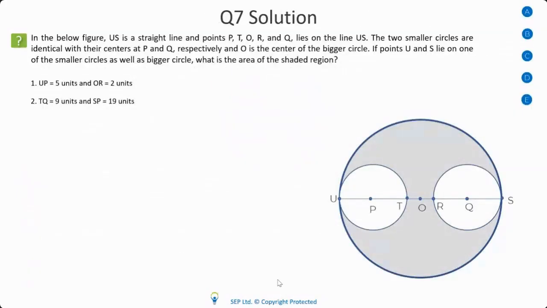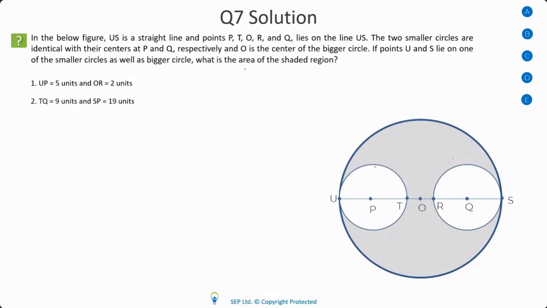Now, in this question, if you notice, you have been given a big circle and two small circles. If you have to summarize it, you have a big circle with diameter US, and the center is O, as shown here. Then you have two small circles with centers P and Q. That is all we have been given, nothing else. Obviously they have told us that these points lie on the line, which is totally fine. What we need to do is find the area of the shaded region.